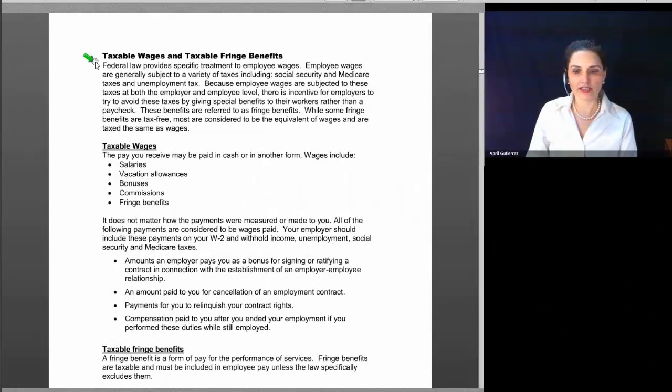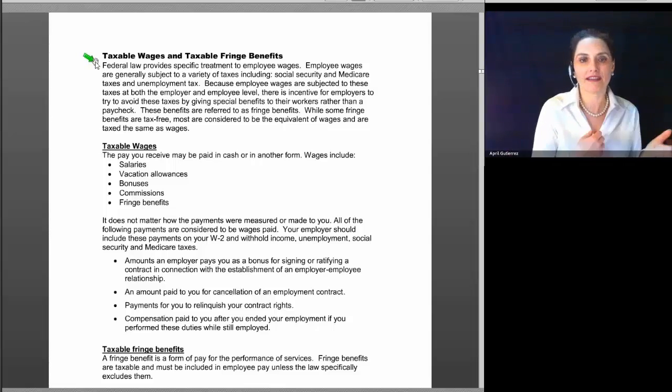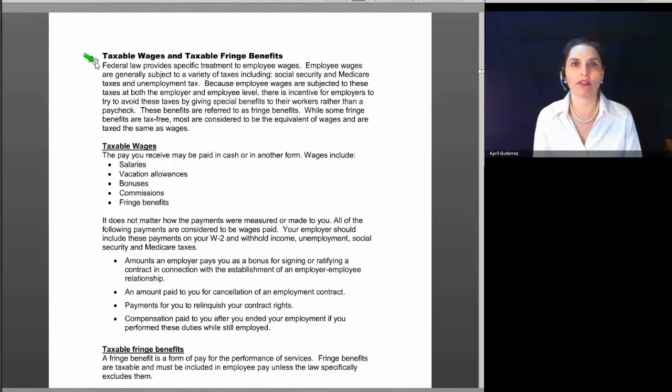Let's move on now to a discussion of fringe benefits. Federal law provides specific treatment to employee wages. Employee wages are generally subjected to a variety of taxes, including Social Security and Medicare tax, and at the employer level, they're also subjected to unemployment tax. Because employee wages are subjected to taxes at both the employer and the employee level, there is an incentive for both the employer and the employee to maybe try to circumvent or skirt the employment rules. Some of the ways that they try to skirt these rules are by giving what they consider to be gifts or fringe benefits, that because they're gifts and not money in the form of a check or cash, maybe the payroll laws don't apply to these.